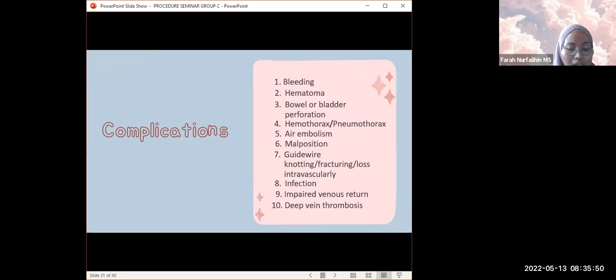Okay. However, this procedure can cause a lot of complications such as bleeding and hematoma, bowel or bladder perforation for femoral vein insertion, hemothorax, pneumothorax, air embolism for internal jugular vein and subclavian vein insertion, malposition, guidewire knotting or loss intravascularly, infection, impaired venous return, and deep vein thrombosis.